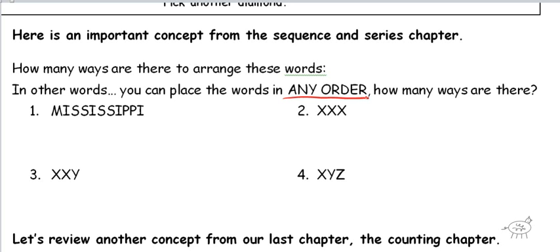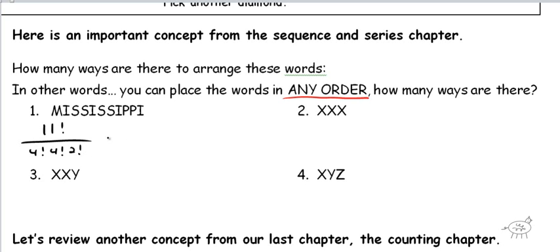Remember, I count the number of letters. There are 11 letters in Mississippi, so it's 11 factorial. And then I count my repeats. I have 4 I's. Kind of scary, I really only have 2 I's, but 4 I's here. I have 4 I's, and I have 4 S's, and I have 2 P's.